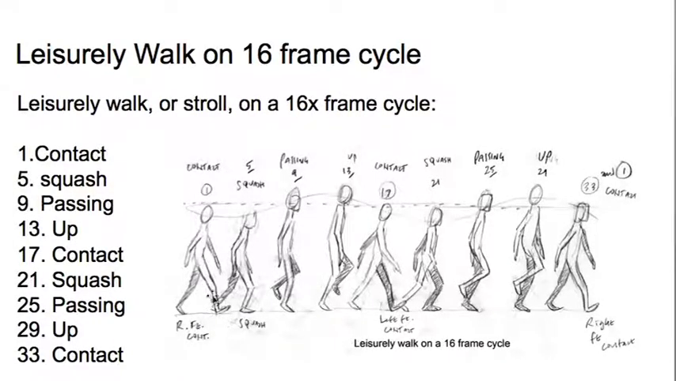Then at 17 there's the left foot contact, remember there's 16 frames apart, and then 33 is the right foot contact again, that's the same as frame 1. So 1 and 33 are going to be the same, but this is our basic formula.